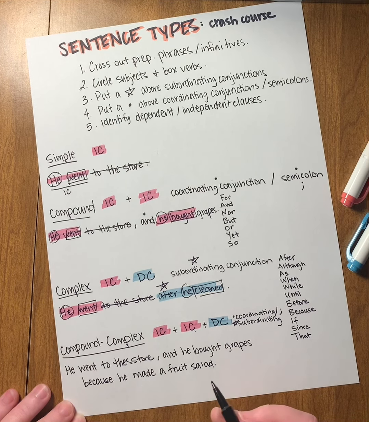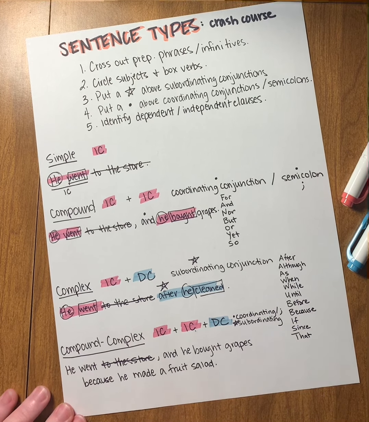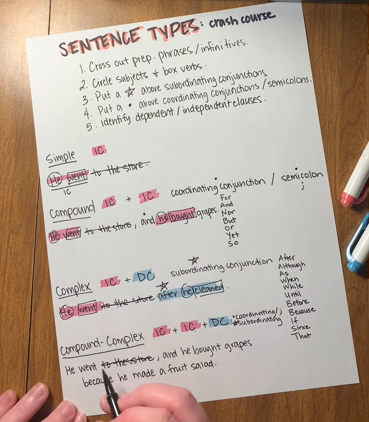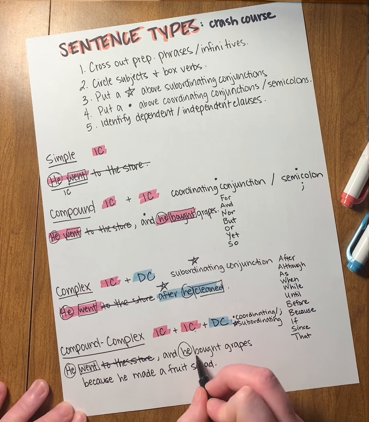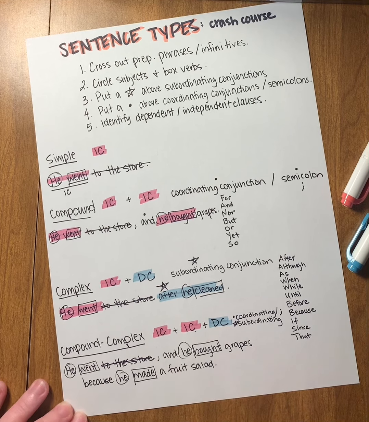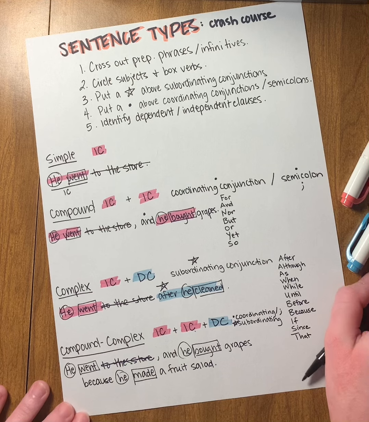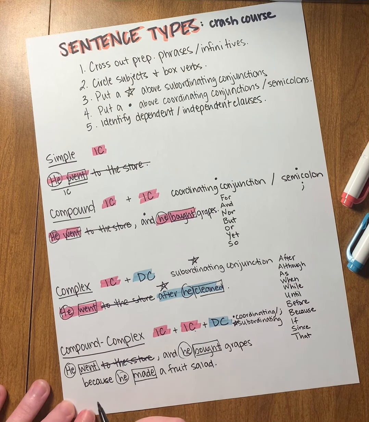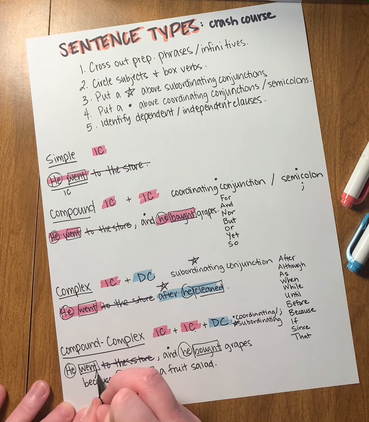Okay, we're gonna follow our steps. First thing I do is cross out the prepositional phrase to the store. Don't see anything else to cross out. So I'm gonna find my subjects and my verbs. We have he went, he bought, and he made. Those are all my subjects and verbs. I have 3 subject-verb pairs, which tells me I probably have a compound complex sentence just because there are 3 clauses. And if we look at these clauses, we're going to first find our coordinating conjunction, which is and. Our subordinating conjunction is because.